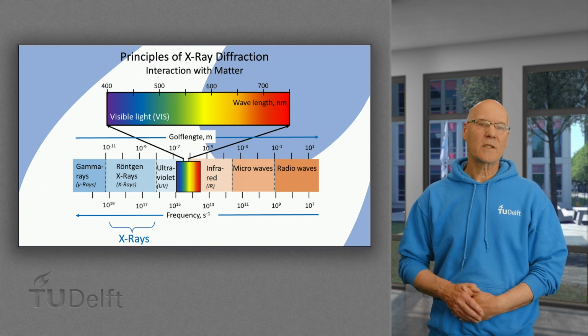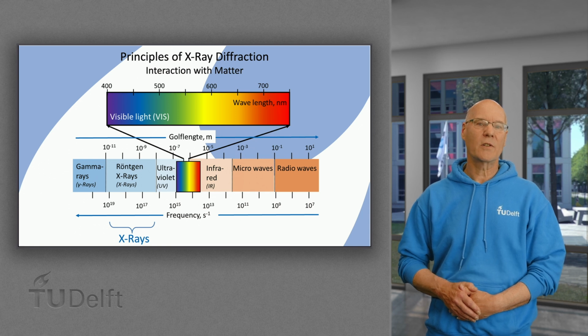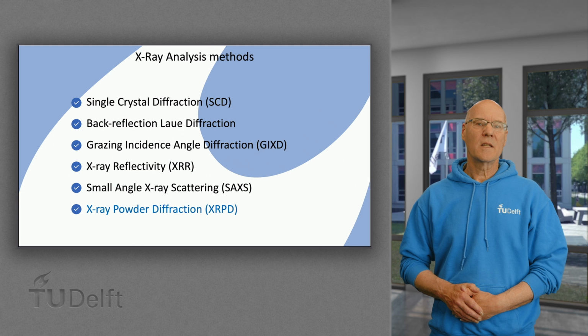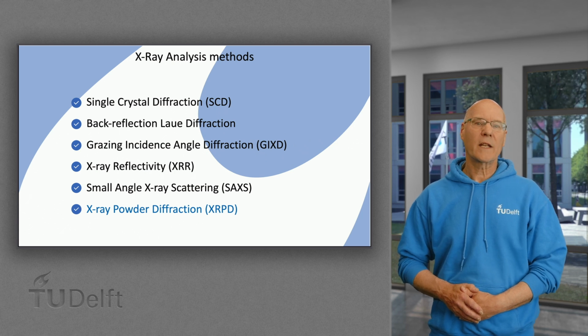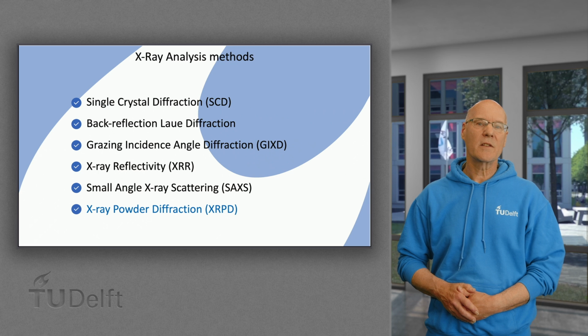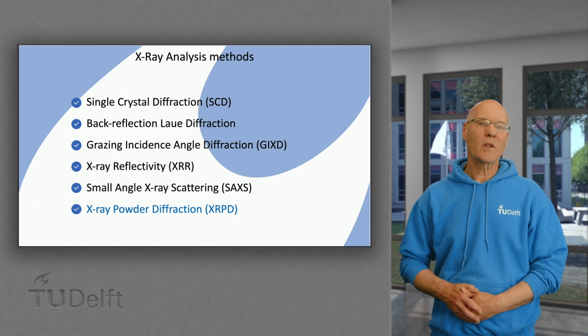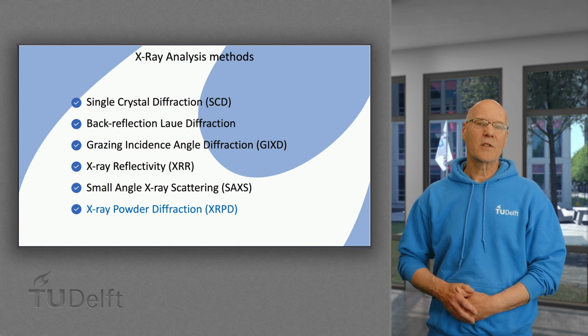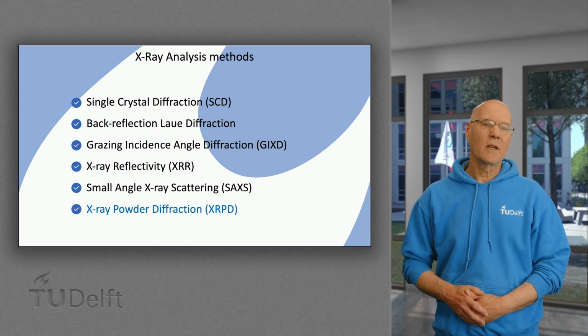Here we are merely interested in how we can use X-rays for studying the structure of matter for battery research. In that respect, several techniques based on X-rays have been developed, such as single crystal diffraction, back reflection Laue diffraction, grazing incidence angle diffraction, X-ray reflectometry, small angle X-ray scattering, X-ray powder diffraction, Rietveld refinement, and pair distribution function. However, we will focus solely on X-ray diffraction.